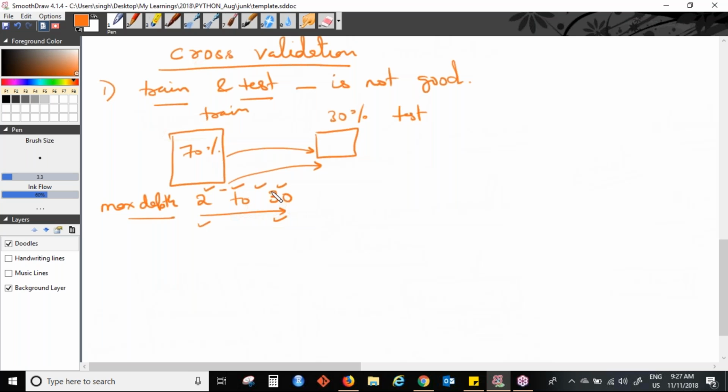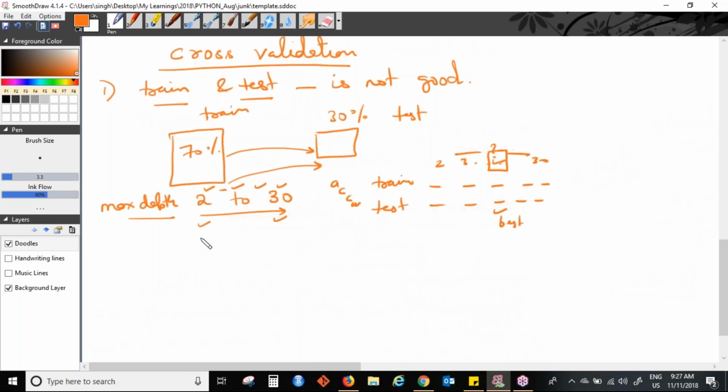So I will have the train accuracy, and I will have the test accuracy. So let's say this is accuracy. For max depth of 2 till 30 I will have these numbers. And then I will see for which of these my test data accuracy is the best, and then I'll finally select that corresponding max depth, and I will finalize the model.